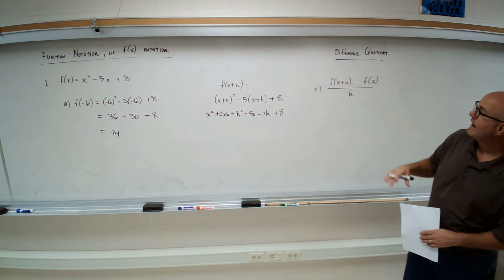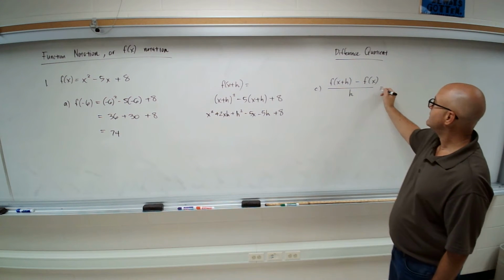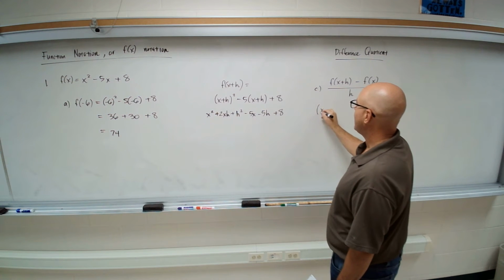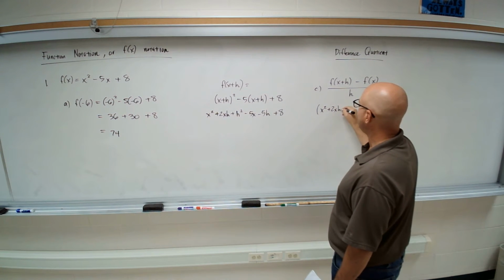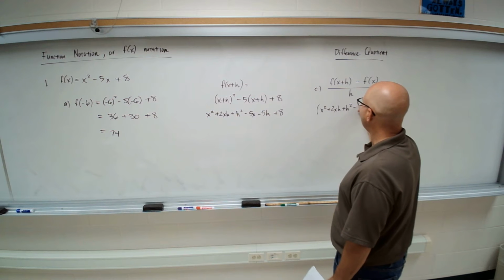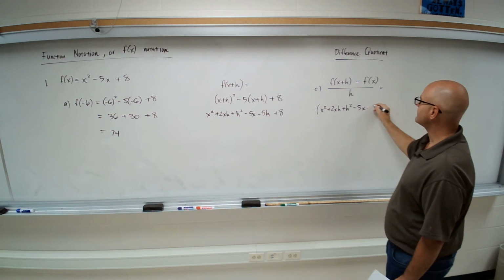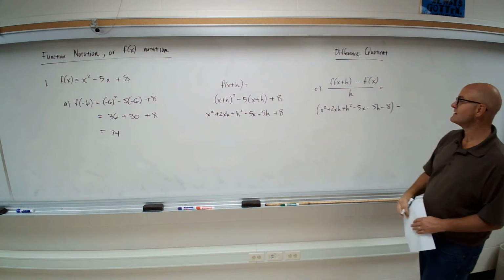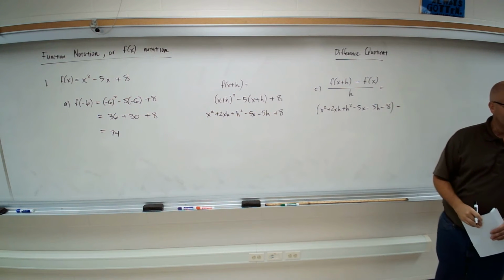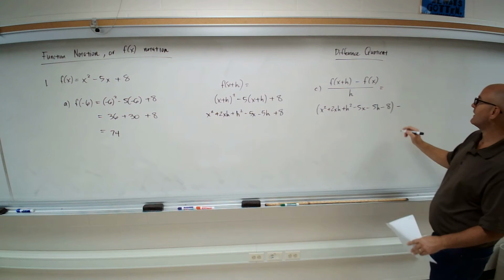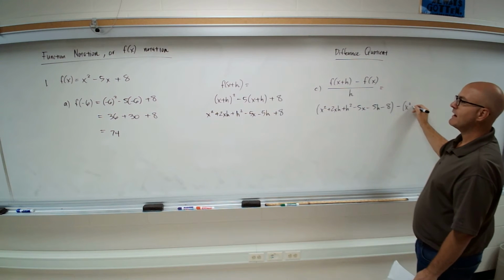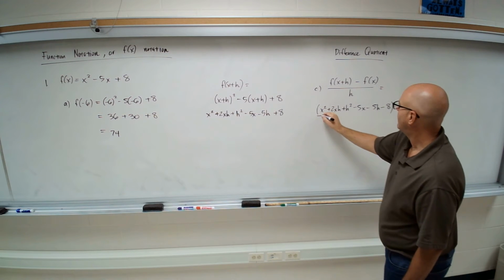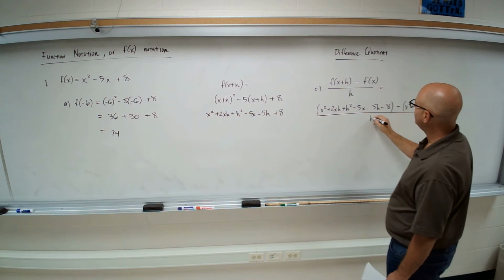So I'm going to go ahead and plug into this expression now. So I'm going to take f of x plus h out, and I'm going to do x squared plus 2xh plus h squared minus 5x minus 5h plus 8 minus, now I'm going to subtract f of x, which is our original function, x squared minus 5x plus 8, all divided by h.